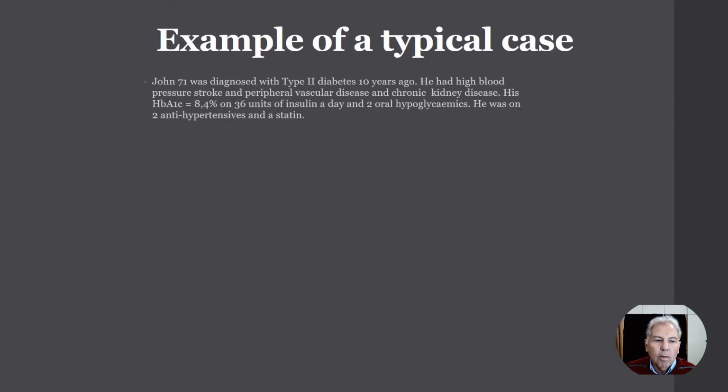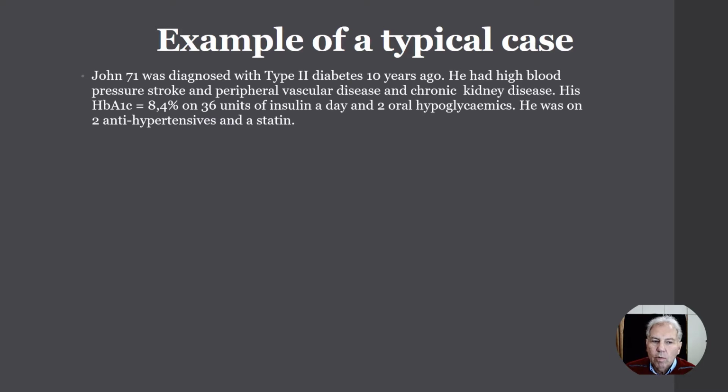So this is an example of a man. John was 71. He was diagnosed with type 2 diabetes 10 years ago. He had high blood pressure. He had a stroke, peripheral vascular disease, and chronic kidney disease. His HbA1c was 8.4, and he was on 36 units of insulin a day and 2 oral hypoglycemics. He was on 2 antihypertensives and a statin.